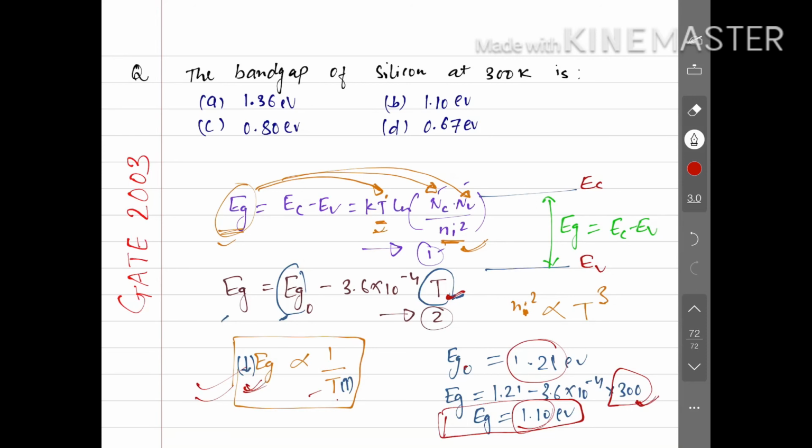These are two important relationships that we need to understand in order to answer any question related to band gap and temperature. So the right answer for this question, at 300 Kelvin, the band gap of silicon, would be 1.10 electron volt. That would be the right answer.